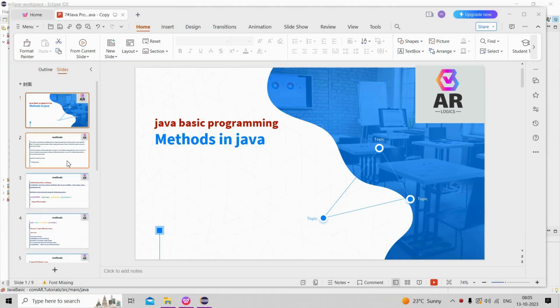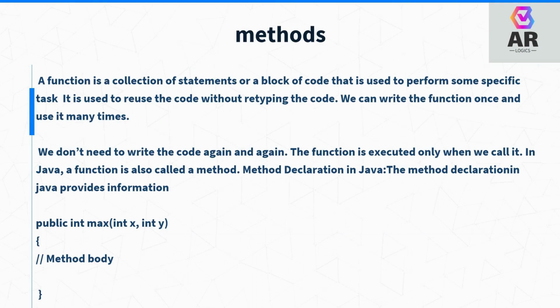Okay, what is a method? A method is a function, a collection of statements or a block of code. A method is a block of code that performs a specific task.